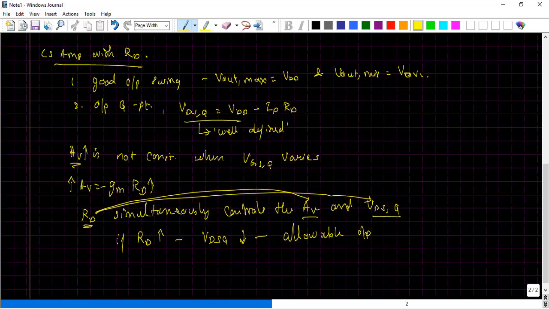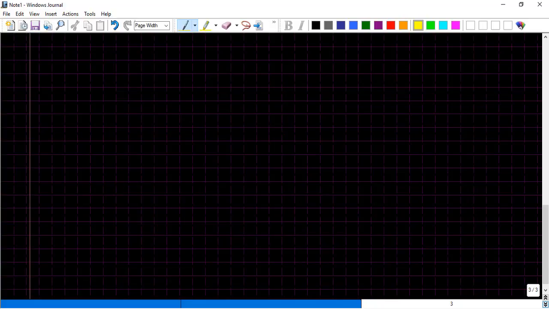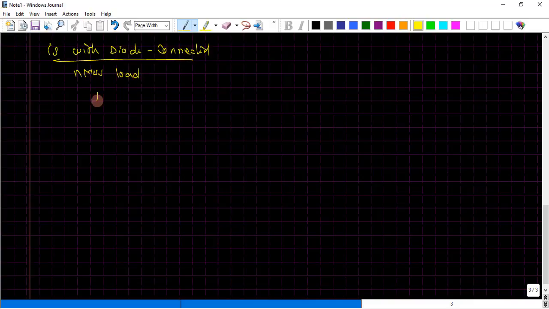Now we move on to the second topic, that is a common source amplifier with a diode connected load. Now in this configuration, we had two types of loads that we have discussed. One is using NMOS load, and what we found was the gain had some non-linearity, and this non-linearity basically comes just because of the body effect parameter that comes into the gain expression.